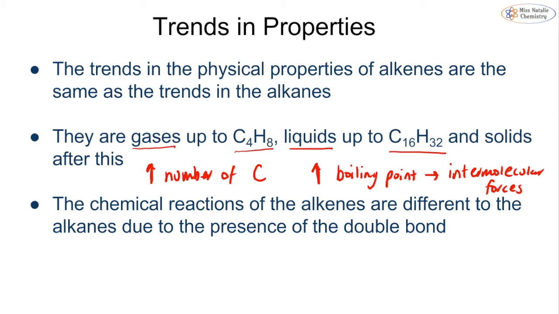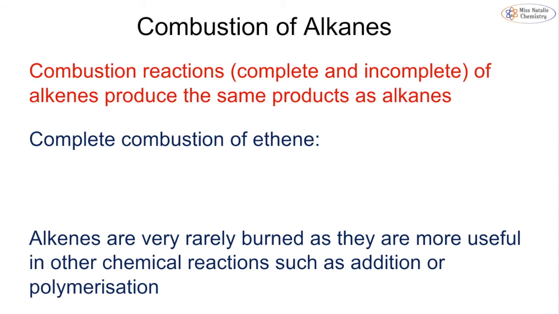Now, what is the big difference is the chemical properties. The chemical reactions of the alkenes are remarkably different to the alkanes, and it is because of the presence of this double bond. This double bond actually makes the alkenes much more reactive than the alkanes. And there are a few reactions that you have to know. So the first one is combustion.